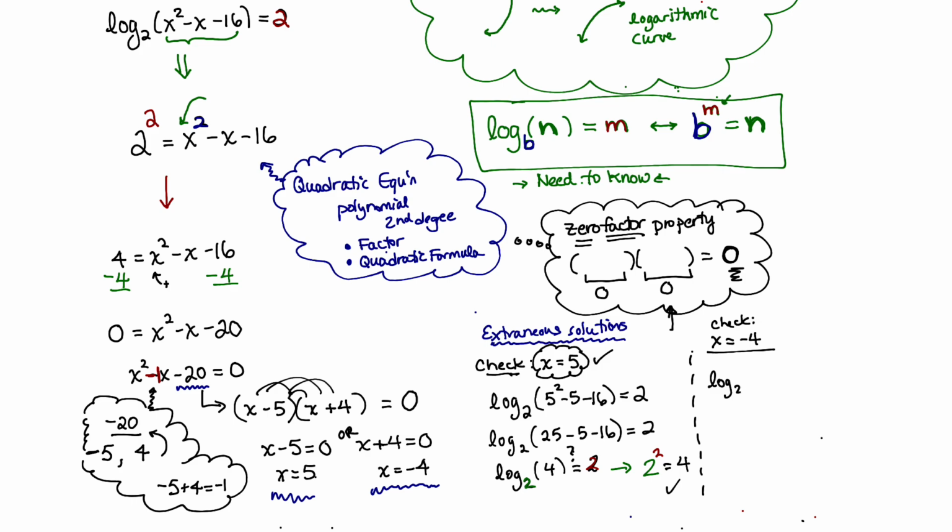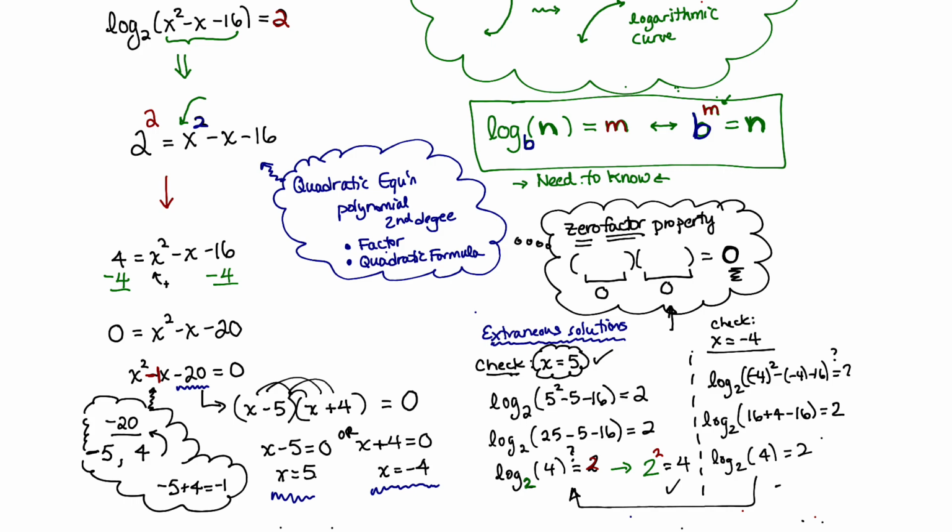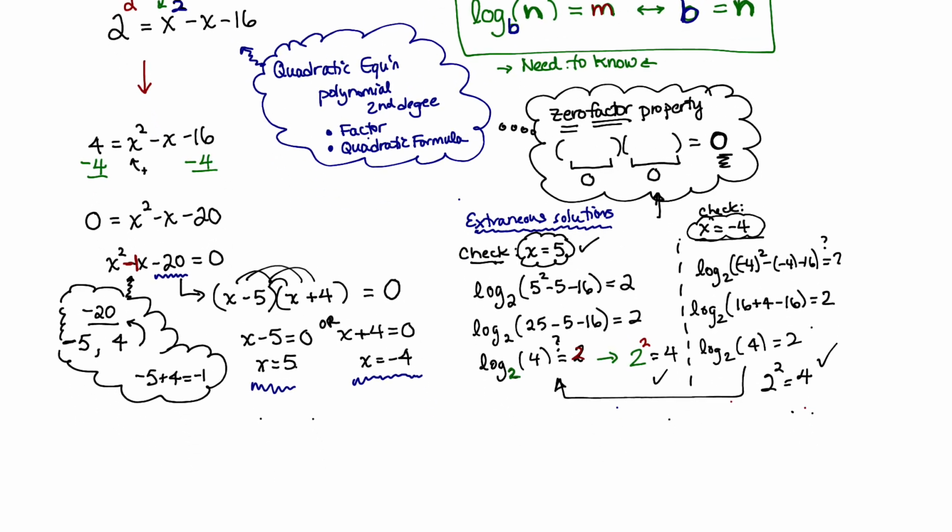Well, let's see. Log base 2 of -4 squared minus -4 minus 16, does that equal 2? So we have log base 2 of 16 plus 4 minus 16 equals 2. And again, we get a similar situation. Everything is beautiful. We wind up at the same state we were before. Log base 2 of 4 is 2, or in other words, 2 to the 2 equals 4, and everything is hunky-dory. And x equals -4 is also a true solution. So that means there are two solutions to our original logarithmic equation, x equals 5 and x equals -4.